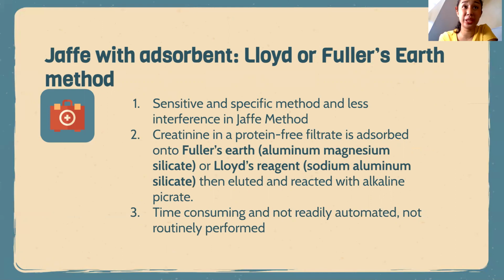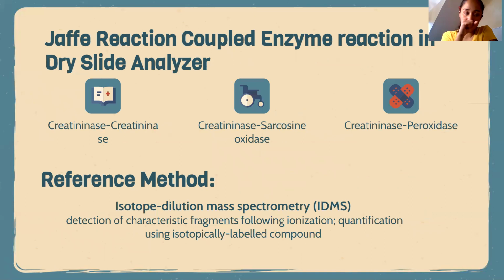Another modification of your Jaffe method is Jaffe with absorbent, called Lloyd or Fuller's Earth method. It's more sensitive and specific because there is an absorbent. The interferences are absorbed using your Fuller's Earth, ang ganda ng pangalan, Fuller's Earth, and Lloyd's reagent. Pinapa-absorb natin para mabawasan yung interferences. However, this is very time-consuming. It's not yet automated. Kaya mas reliable sa laboratory ang kinetic Jaffe. Yun yung ginagamit ko when I was working in the laboratory.